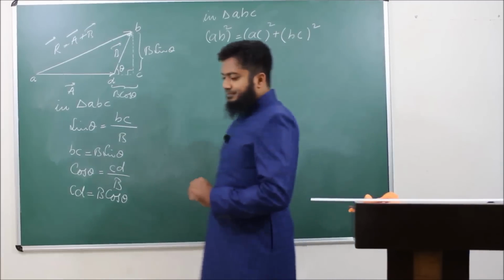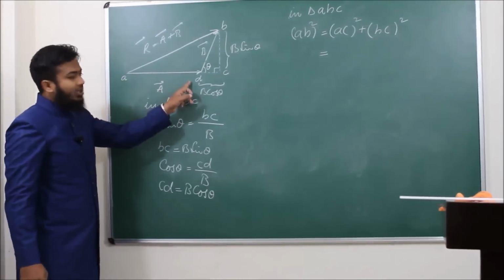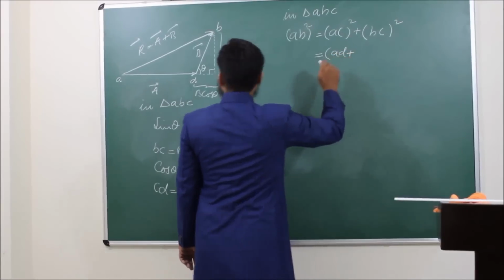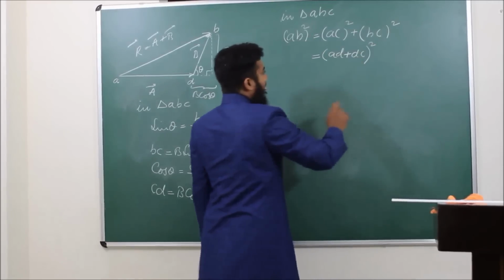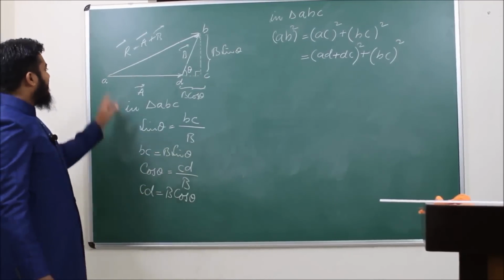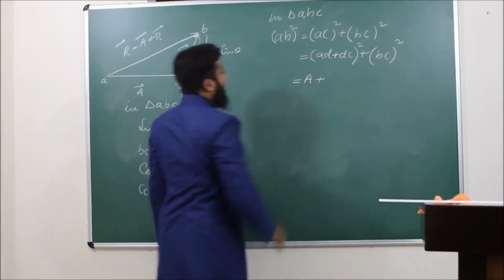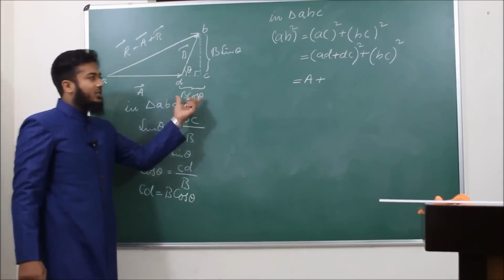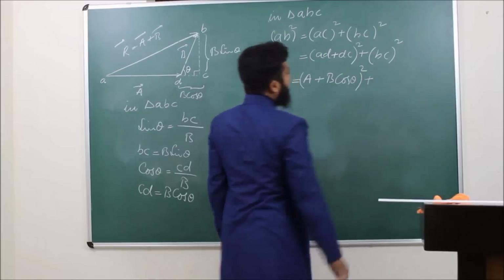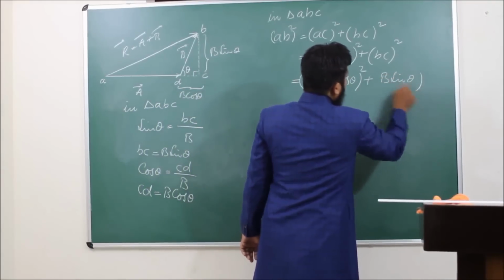Yes? And now this AC can be broken into AD plus DC or CD. So I can write in place of AC, AD plus DC whole square, and then we have BC square. Now what is AD? AD side kya hai? This is the length of vector A, so I can write just A at the place of AD. And then what is DC or CD? This is B cos theta, so DC की जगह B cos theta whole square, and then plus BC. What is BC? That is B sin theta, so B sin theta whole square.